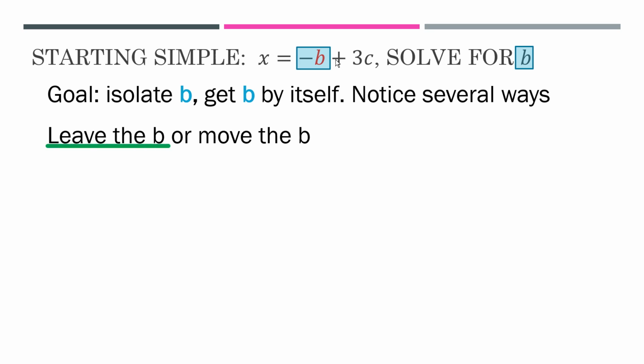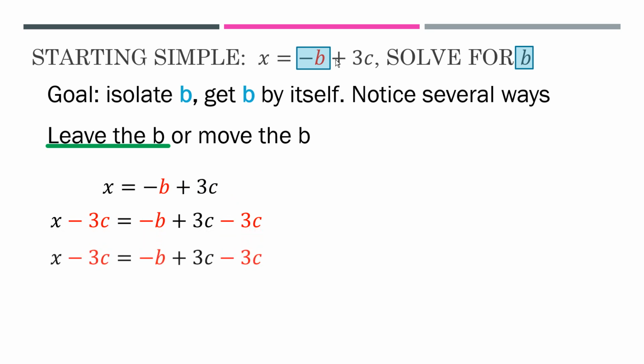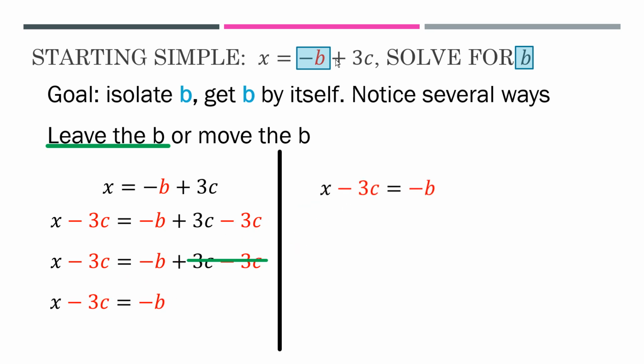So first, let's leave the b on the one side, okay? So when we go ahead and do that, realize we're going to have to subtract that 3c from both sides. All right? So when we do that, the c's cancel: 3c plus minus 3c is going to be 0c. That's going to be gone. Same principles apply. So now we're going to be left with x minus 3c is equal to negative b. But now we need to take that and multiply by or divide by negative 1. In this case, we're going to divide.